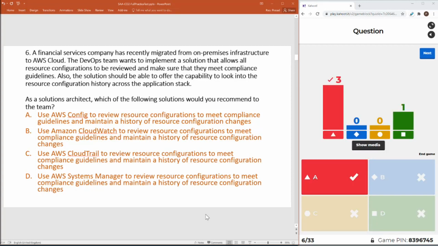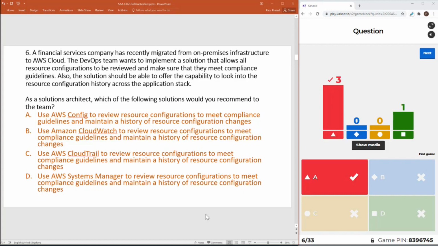Yep, three of you got it right. AWS Config is the service. This is a classic example of giving a description of a service and giving four different services and asking you to choose the right service. So yeah, option A is the right answer.